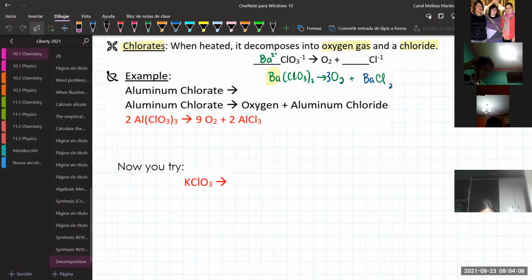Let's take a look at this other example. They are giving me aluminum chlorate, and it says predict the product. In the quiz, this is what I'm going to give you, okay? It could be written in words, or it could be written like this. So I'm going to give you that, but I'm not going to balance it, okay? I'm not going to balance it. So take a look.